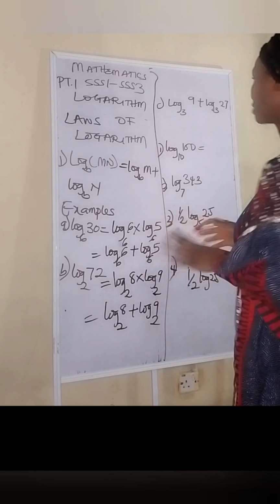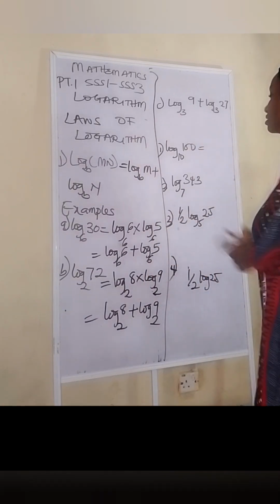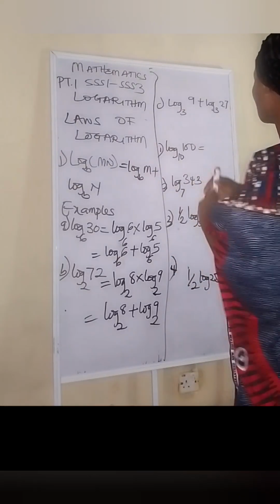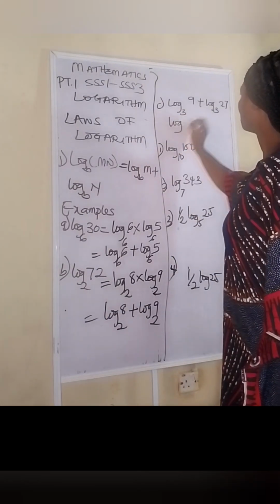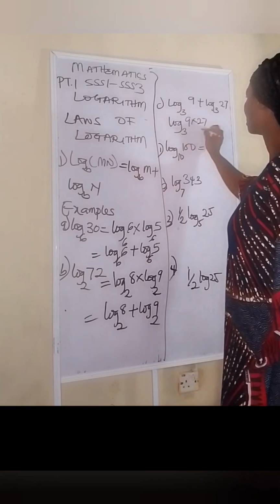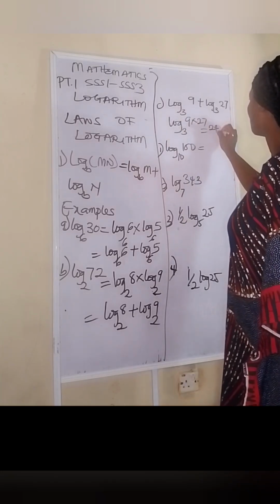Do you understand this particular law? When you see multiplication, it means addition. When you see addition, it means multiplication. So this shouldn't be a problem. So this is multiplication now. So 9 times 27 base 3, that gives us 243.